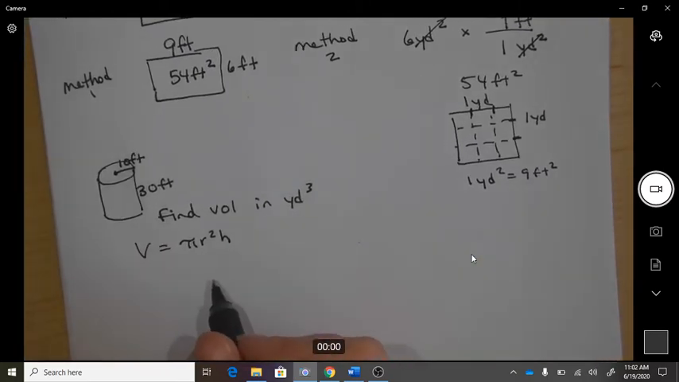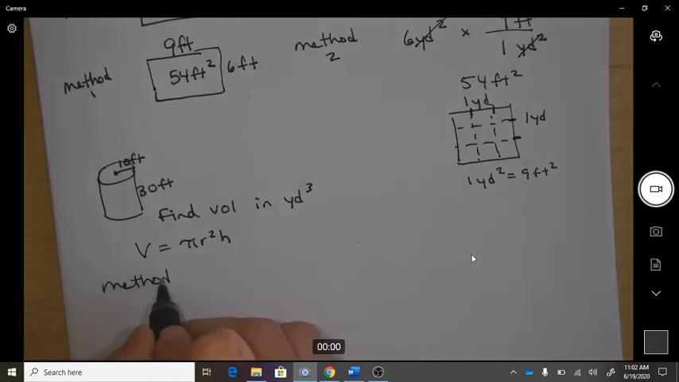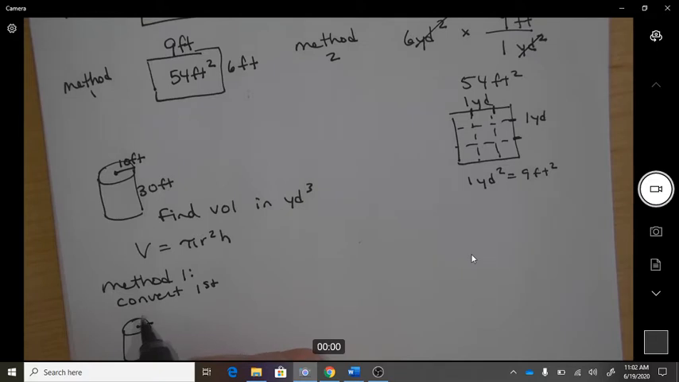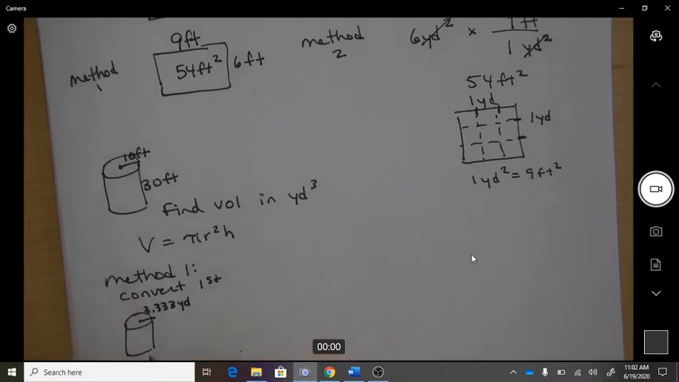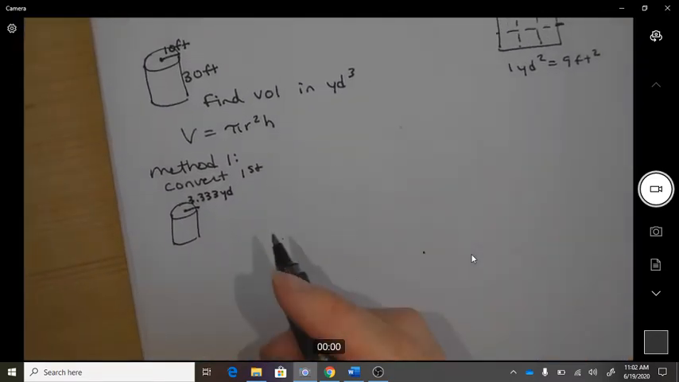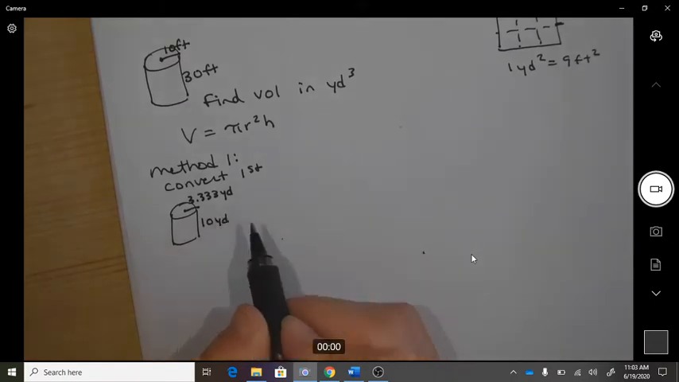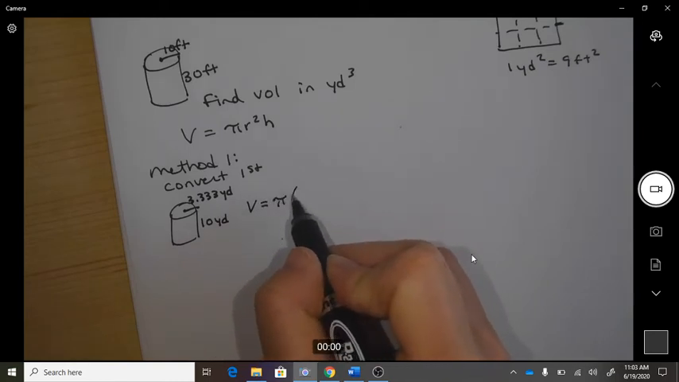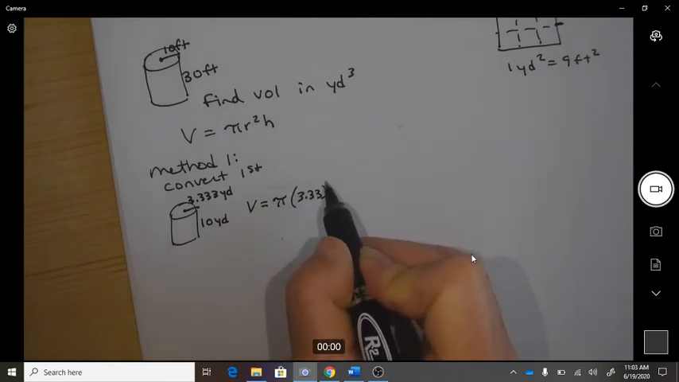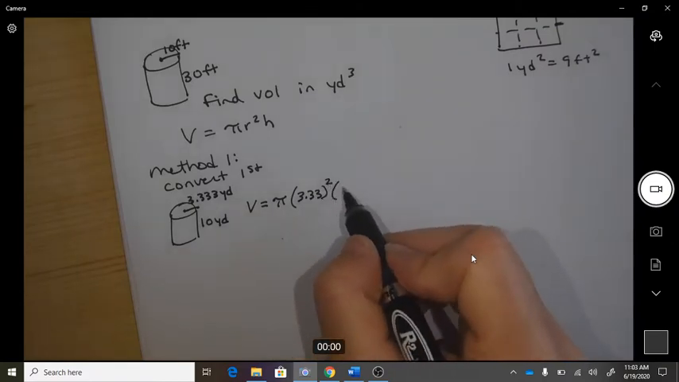Method 1 would be to convert first. So dividing by 3. So 10 divided by 3 is 3.333 repeated yards. And 30 divided by 3 is 10 yards. Okay, so now I could just go volume equals pi r squared h.